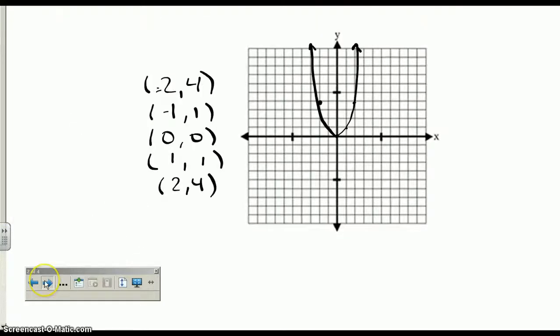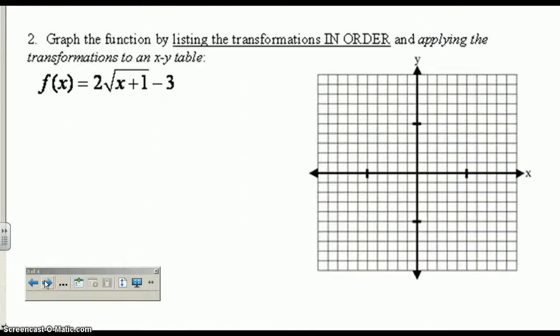Okay? Now we're going to follow the exact same step-by-step process for number 2. Okay, it says graph the function by listing the transformations in order and applying the transformations to an xy table. Good. So the first thing I need to check out is my parent function. My parent function in this case is my square roots.